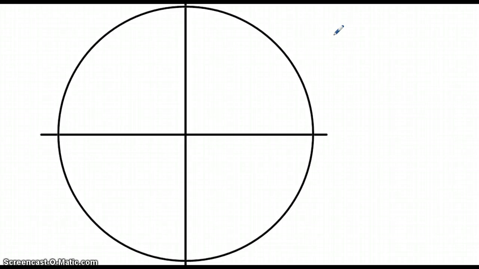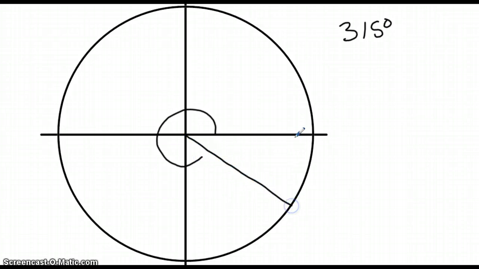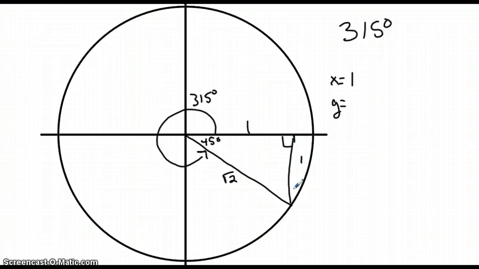For instance, let's say you had to come up with 6 trig functions for 315 degrees. Well, 315 degrees is way over here in quadrant 4. That produces a reference triangle that has a central angle of 45 degrees. Now, because you memorized your famous triangles, you know that this side length is 1, this side length is 1, and this hypotenuse is root 2. Therefore, x equals 1, y equals, in this particular case, because it's going negative, -1, and then r equals root 2.